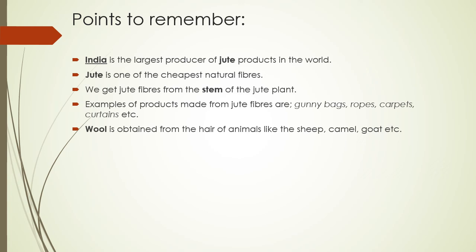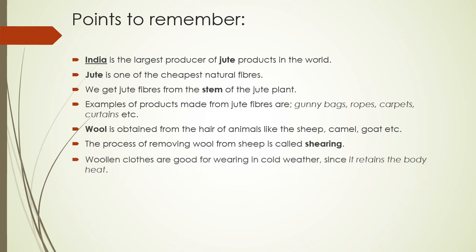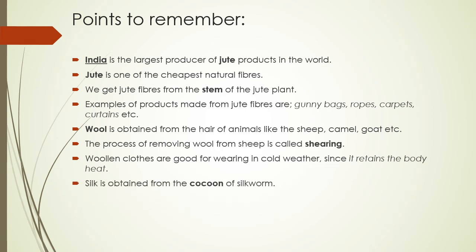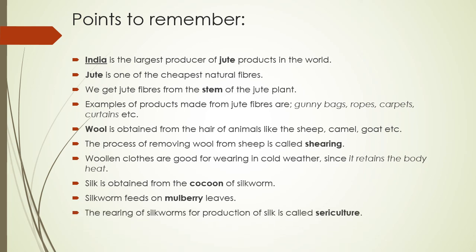Wool is obtained from the hair of animals like the sheep, camel, goat, etc. The process of removing wool from sheep is called shearing. Woolen clothes are good for wearing in cold weather since they retain the body heat. Silk is obtained from the cocoon of the silkworm. The silkworm feeds on mulberry leaves. The rearing of silkworms for the production of silk is called sericulture.